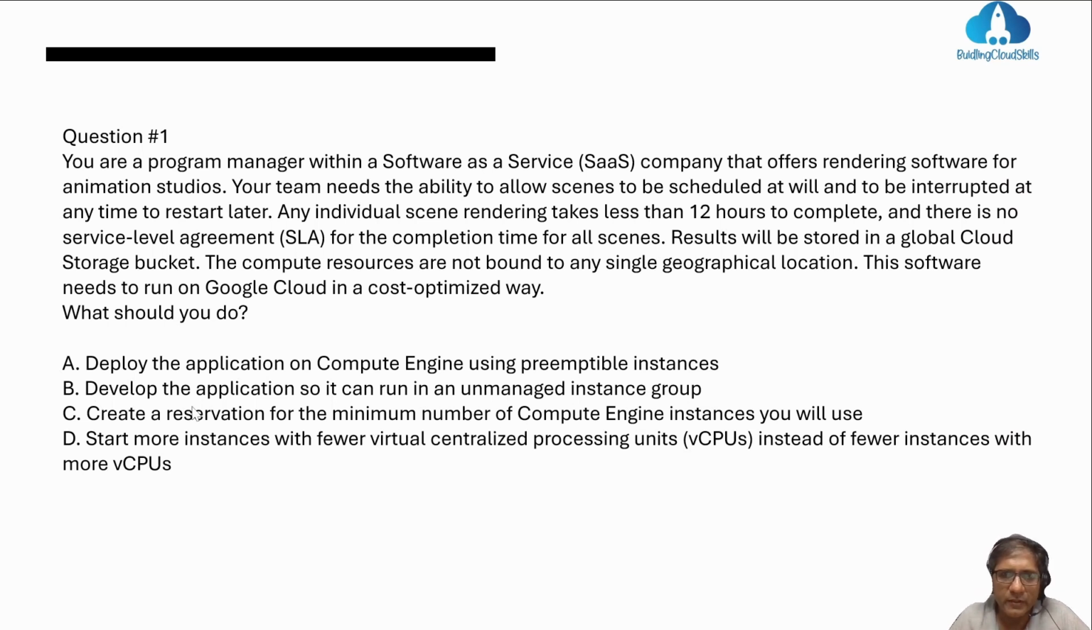Other options: deploy the application so that it can run on an unmanaged instance group; create a reservation for a minimum number of Compute Engine instances; start more instances with fewer vCPUs instead of fewer instances with more CPUs. So the right answer is preemptible VMs. Now there's a term over here which is unmanaged instance group. What is this? I will discuss this at the end of the Q&A.